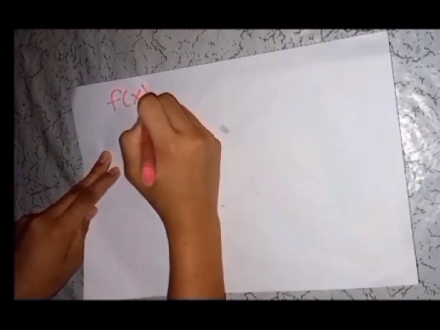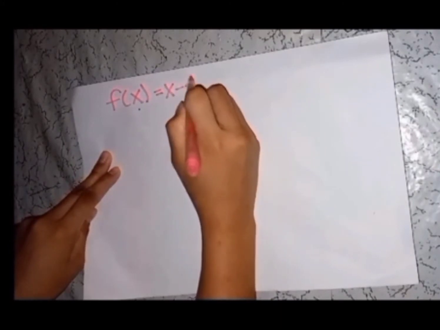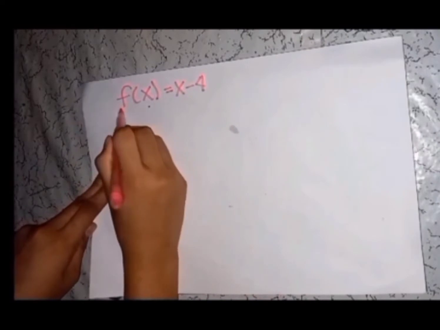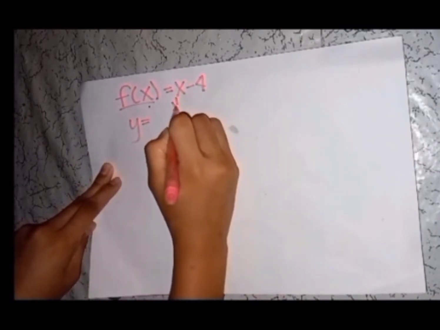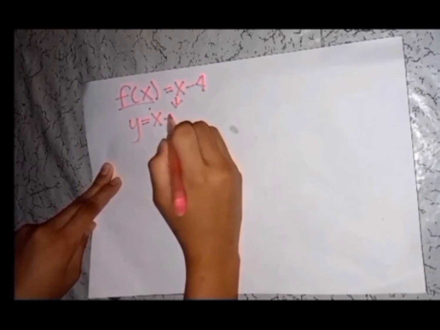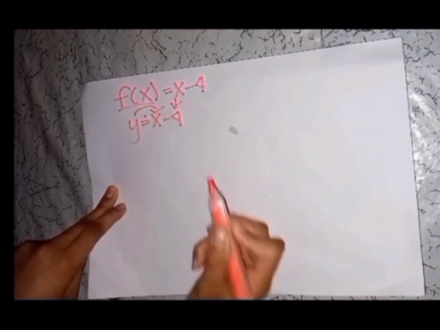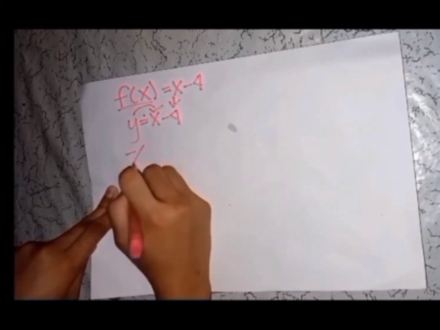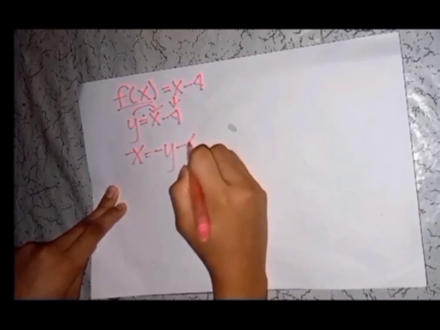So, ang susunod po natin ay f of x equal x minus 4. Ang first step po natin, ang f of x ay papalitan natin ng y equal x minus 4. Ang susunod po ay interchange the y to x. Magiging negative x equal negative y minus 4.